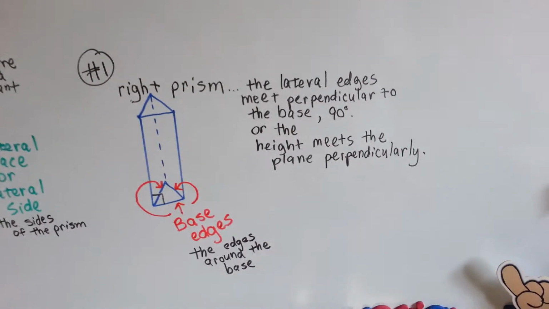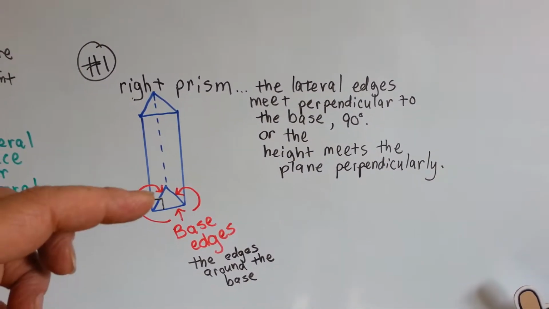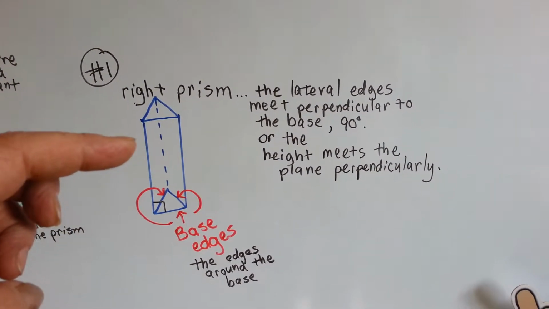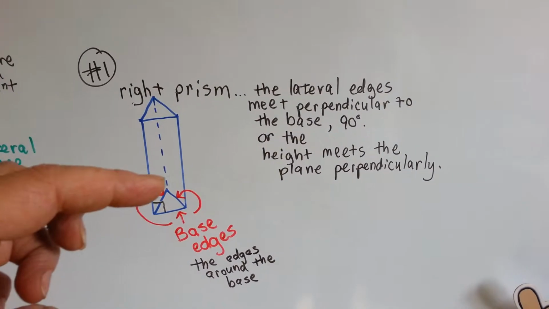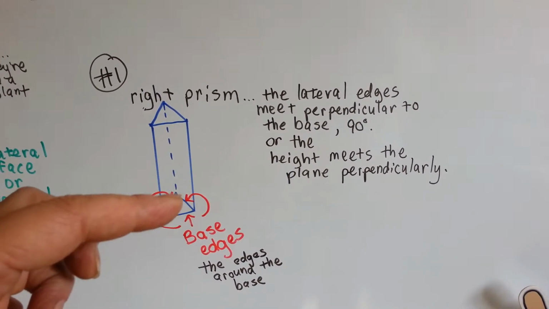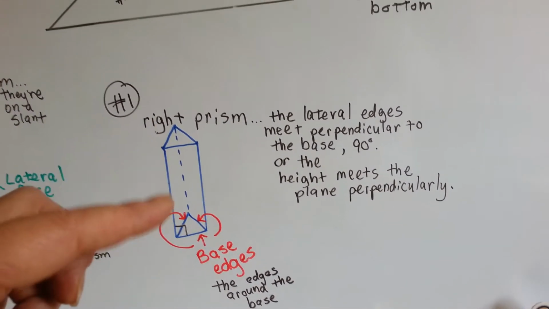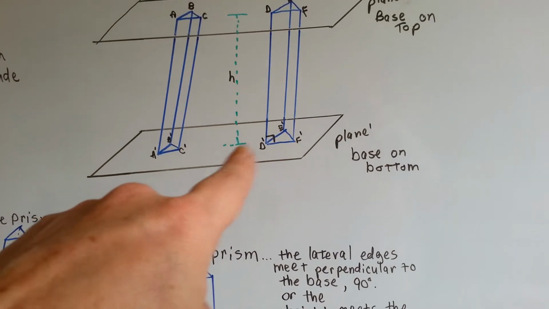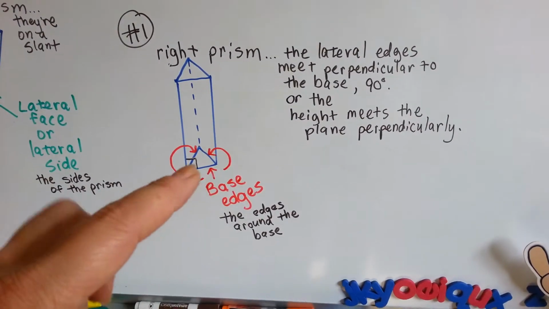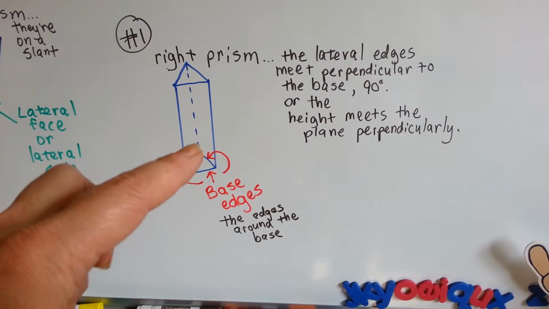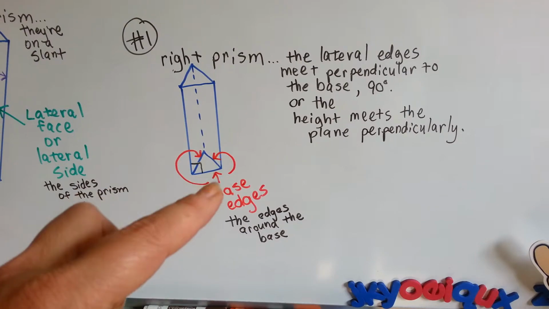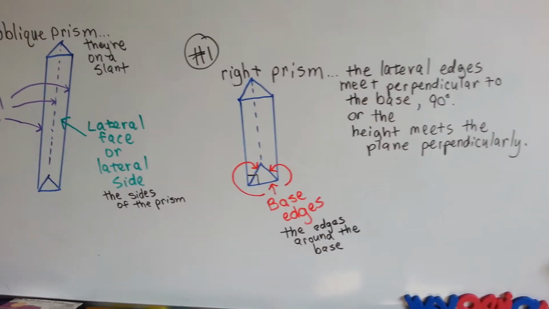So, let's take a look at the right prism first. The lateral edges meet perpendicular to the base. They're all 90 degrees here. Or this height meets the plane at a 90-degree angle. See that? Around the bottom here, around this triangle, are the base edges. It's all the edges around the base.